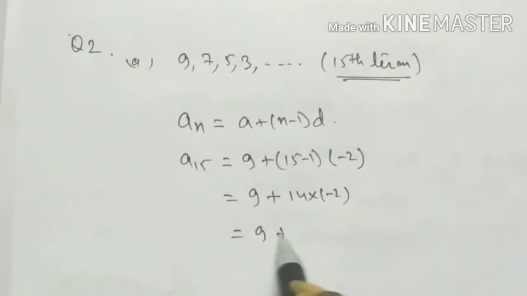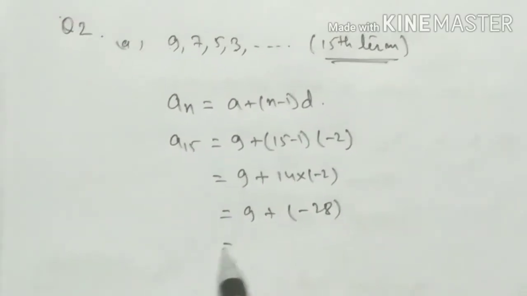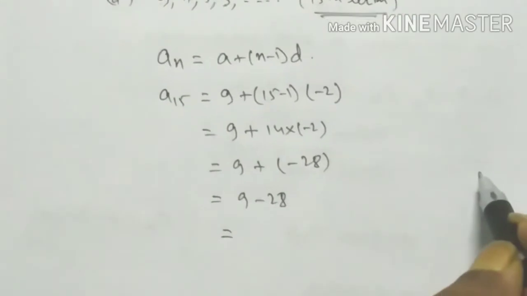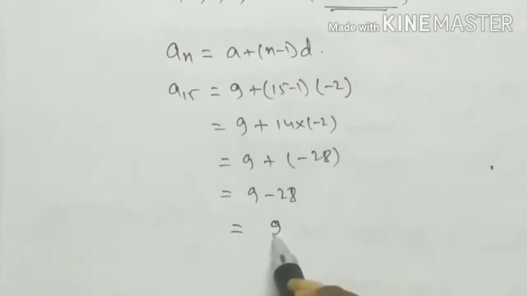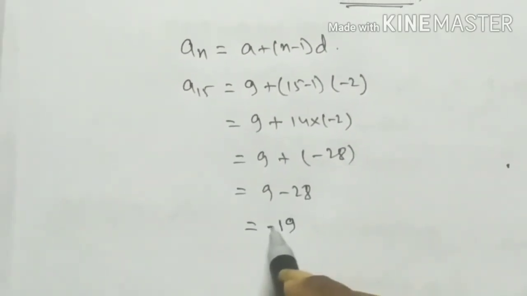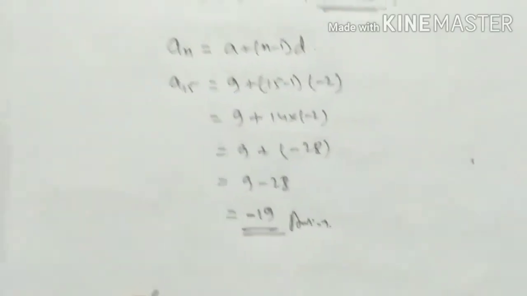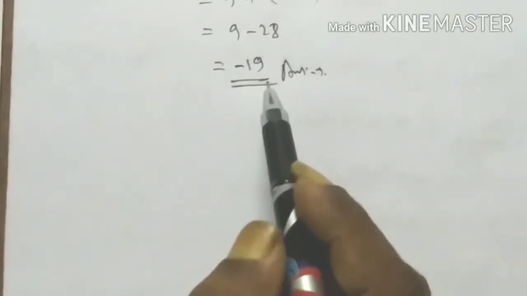So this is 9 plus (minus 28). So 9 minus 28, which is minus 19. The answer is minus 19. Now you can see the answer which is given in your book. The answer comes out to be minus 19. So the answer is minus 19.